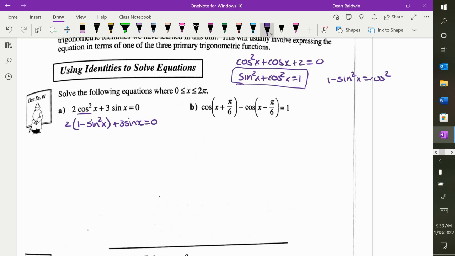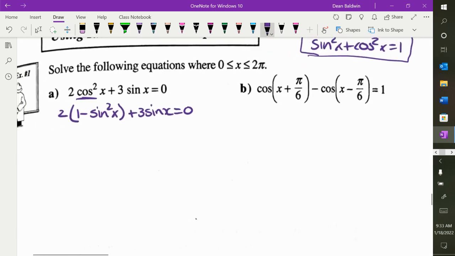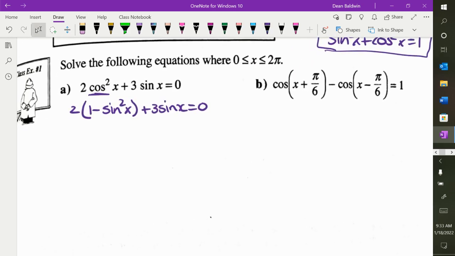Now what do I do? Now it's just algebra. You got to get rid of the brackets. You got to dump the 2 in. So I get 2 minus 2 sine squared x, okay? So now it's all sines, which is good. It's a quadratic. How do you solve quadratics?